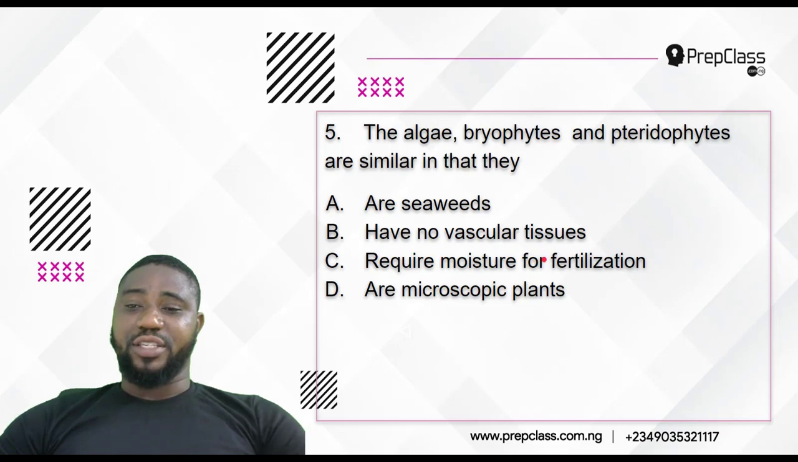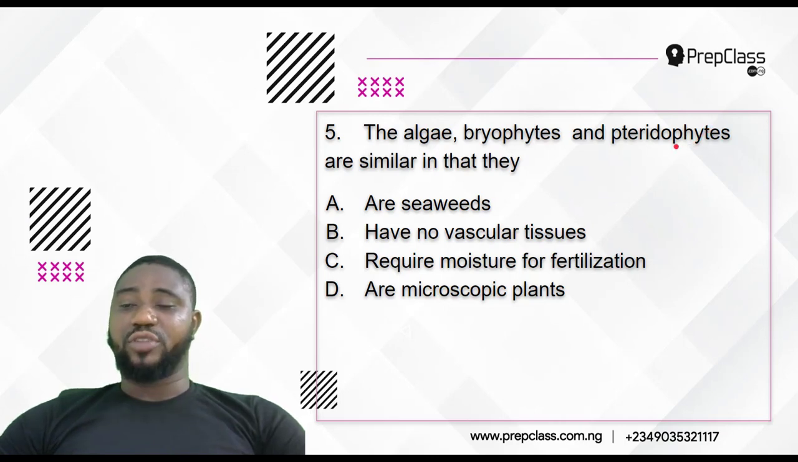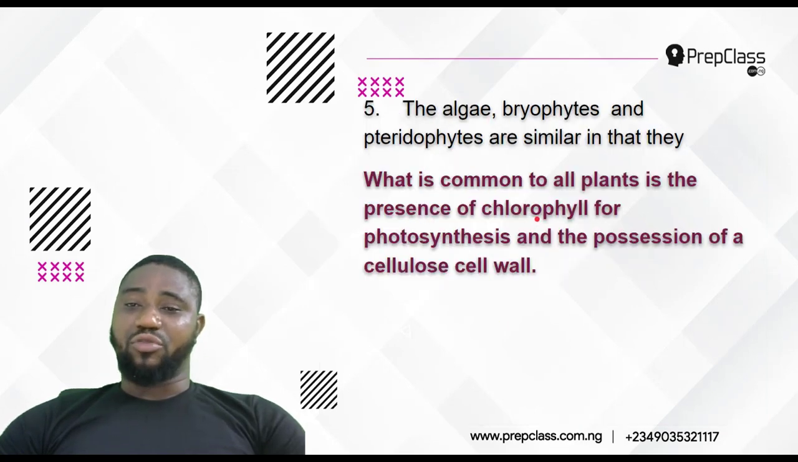Require moisture for fertilization. Bryophytes require moisture for fertilization. Algae do not. Pteridophytes, the ferns, require moisture for fertilization, but the seed plants do not. These two require moisture for fertilization, but algae does not. Have no vascular tissues. I think bryophyte and pteridophyte have vascular tissues, but algae have not. Are seaweed. So if you look at it, none of them is a common character between the three.